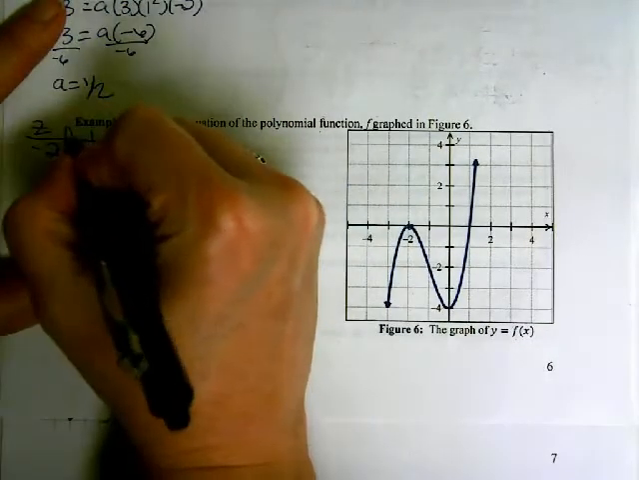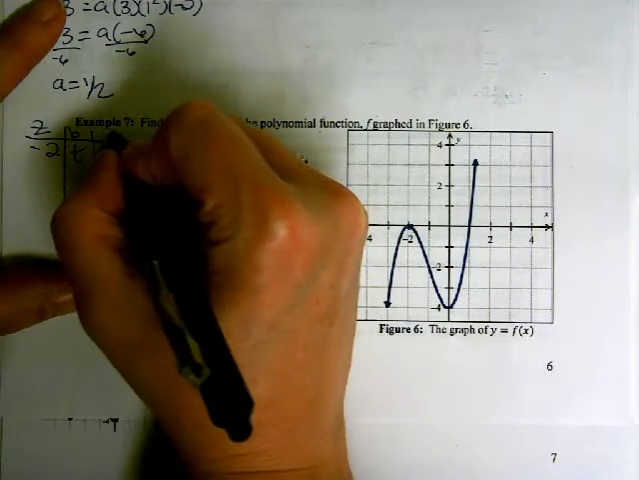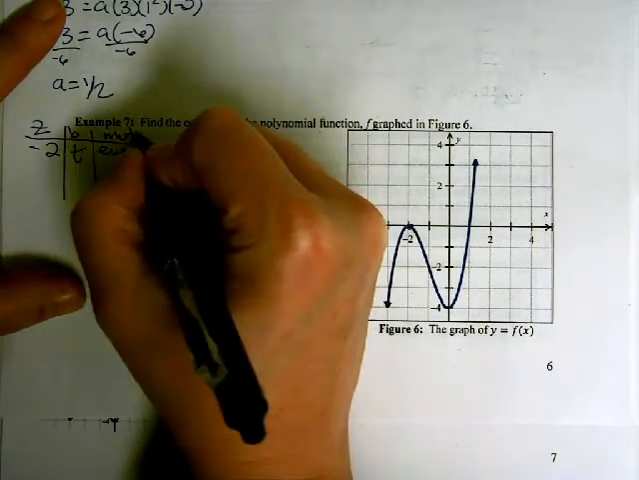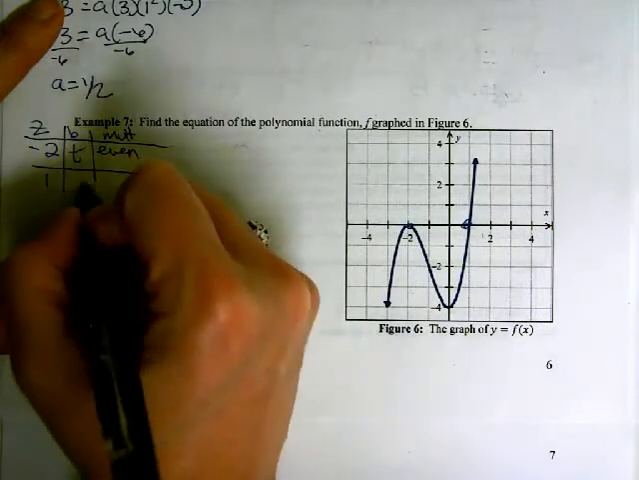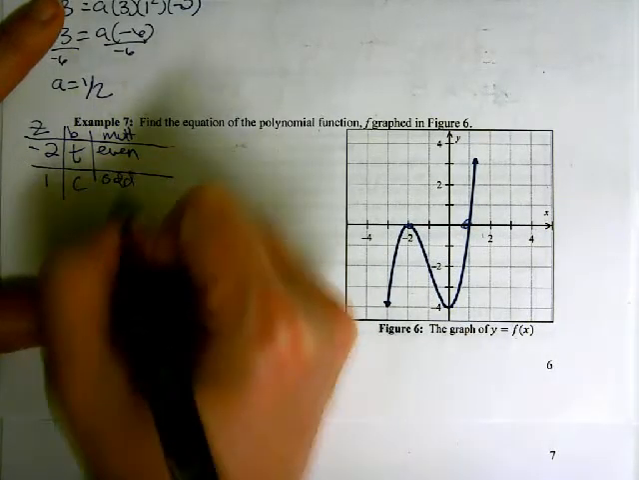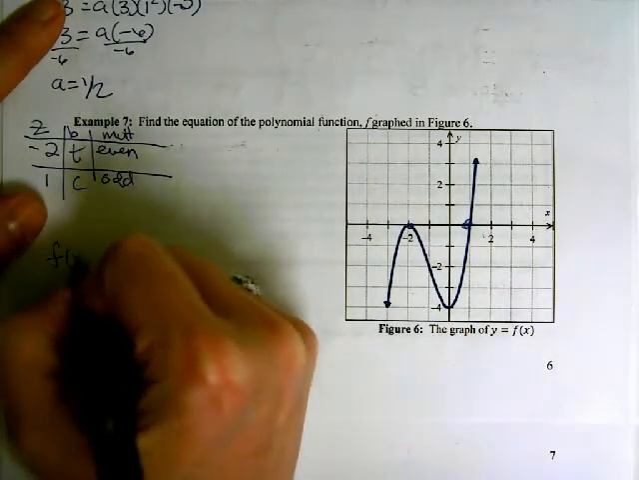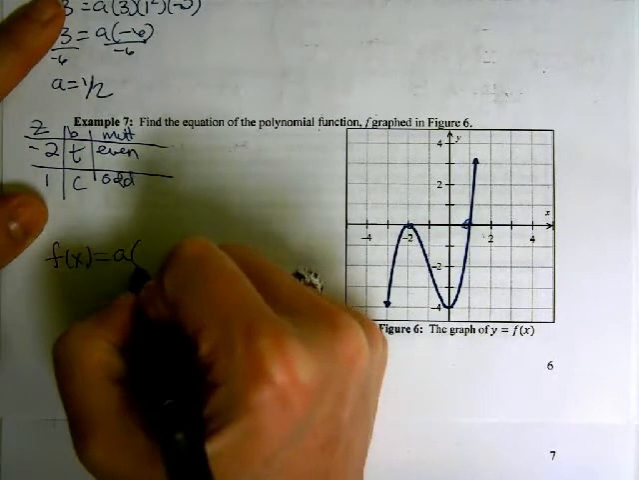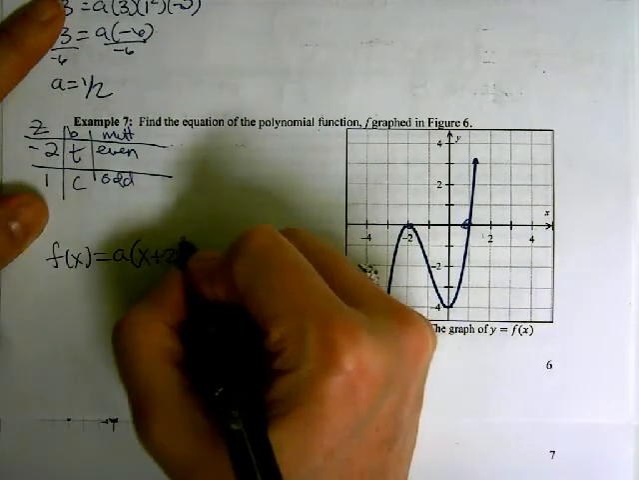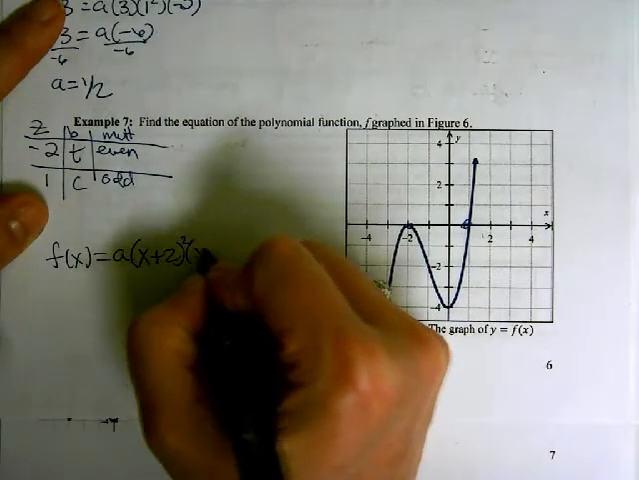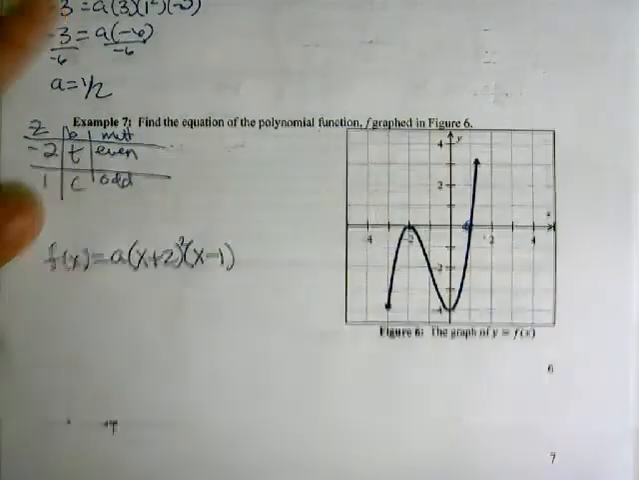Behavior, and then multiplicity has to be... The next one is 1. It crosses, so that has to be odd. So now you have a skeleton of f of x equals a times x plus 2. That's the only way to get a negative 2, 0. Smallest even number is 2. X minus 1. Smallest odd number is 1.